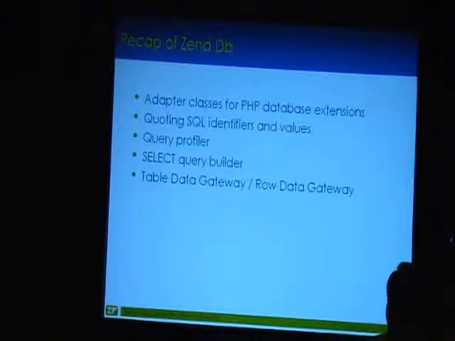Just to recap, then we can go to further questions. We talked about the adapter classes that provide low-level operations to the database and allow you to connect in a consistent fashion. We talked about quoting issues and the methods that are provided to perform quoting. The query profiler, which allows you to get very simple reports of how long it took in seconds for the different queries that you've run. We saw some examples of the select query builder, and we saw the table data gateway and row data gateway that provide a very simple object relational mapping-like solution. Very good.